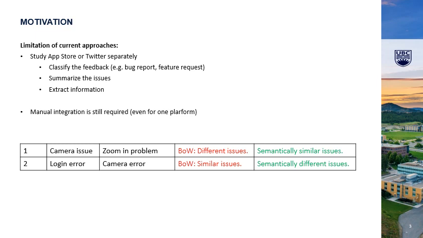On the second row, on the other hand, the login error and camera error, the word error is used as a common word. So if you use bag of words similarity, then they are 50% similar. However, these are semantically different issues. So the goal here is to find a way to extract these similar or dissimilar issues and or feature requests from the user feedback.